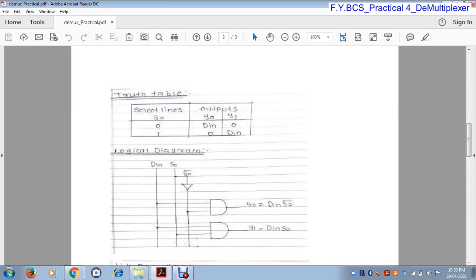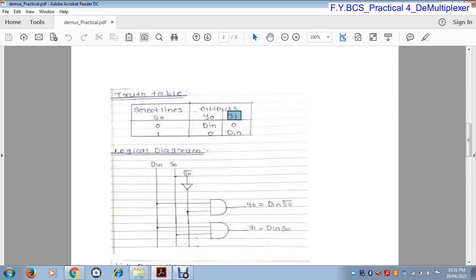By using this truth table, we can draw the logical diagram. The output equation for Y0 is S0 bar D in, and the equation for Y1 is S0 D in. By using the truth table we can write the logical equations, and by using the logical equations we can design any demultiplexer.